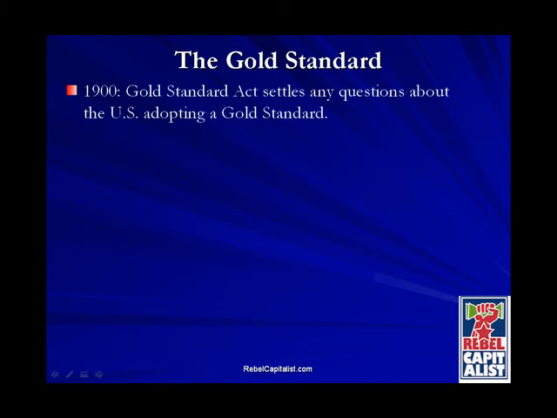In 1900, the Gold Standard Act settles any questions about the U.S. adopting a gold standard. So, again, there was some confusion as to whether we officially adopted the gold standard, and so the Gold Standard Act put any questions to rest. It officially adopts the gold standard.